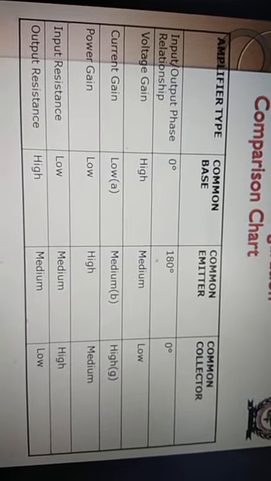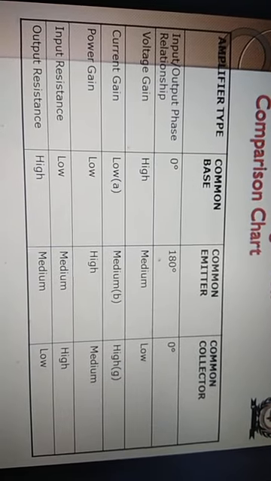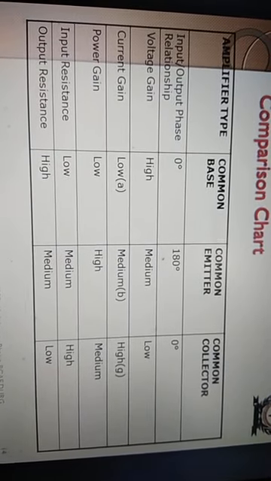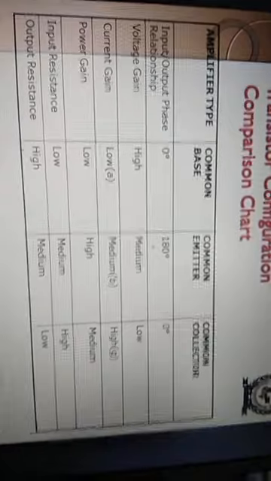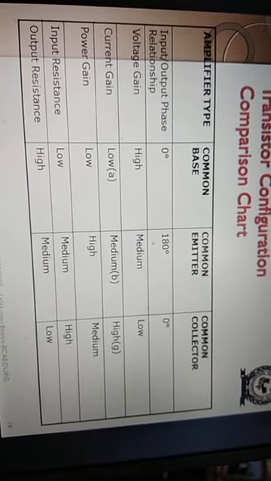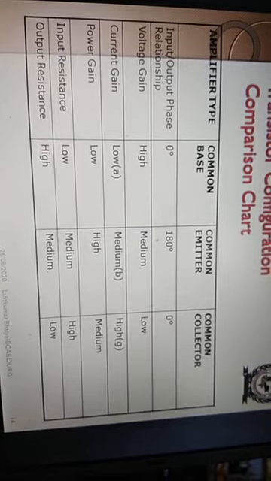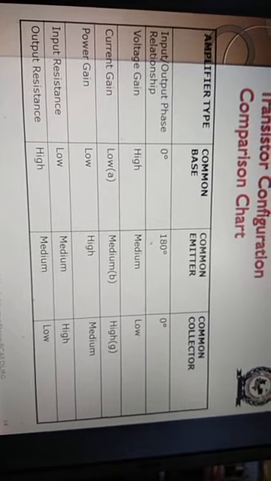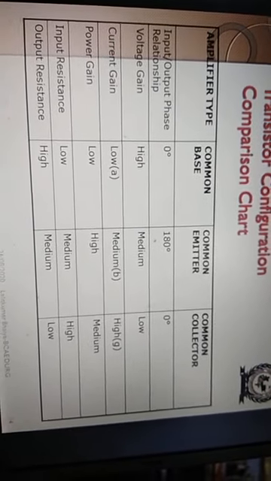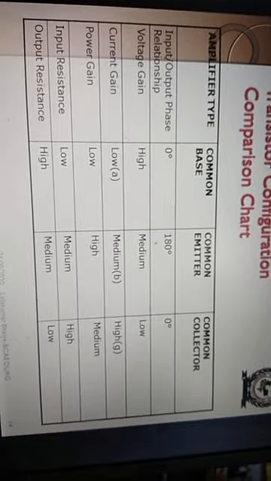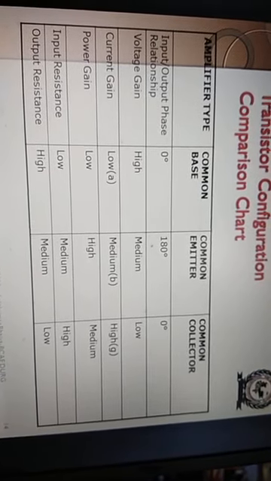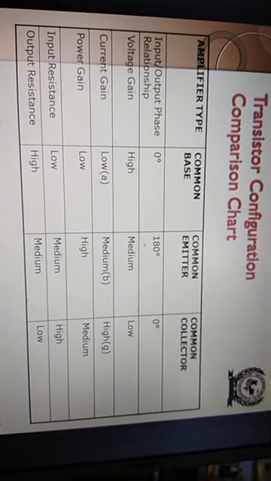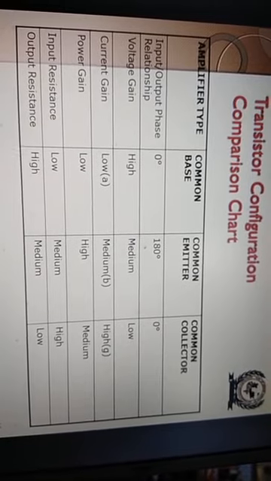Output resistance is high in case of common base, medium in case of common emitter, and low in case of common collector. So if we look at the characteristics comparison, the common emitter is the best suited configuration for the amplifier, while for isolation purpose, where we require the highest input impedance, we can use the common collector, because the output of the common collector follows the input. So there will be no problem of voltage gain.